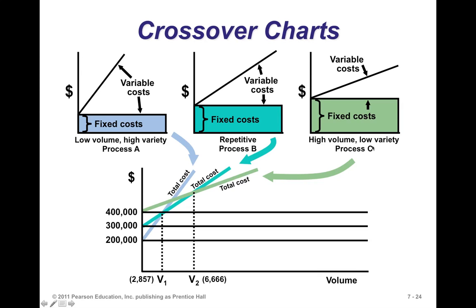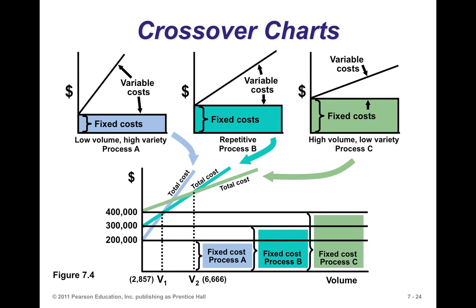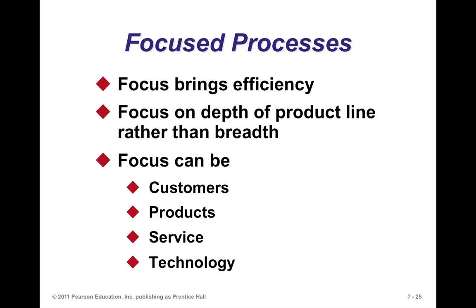So this is just an idea as to how you could use cost information, break-even points, and so on, to tell you at what point you switch over from one to the next. All right.